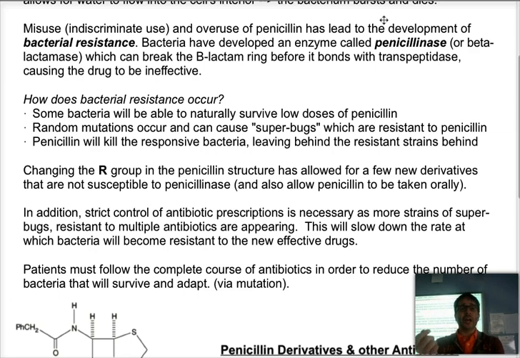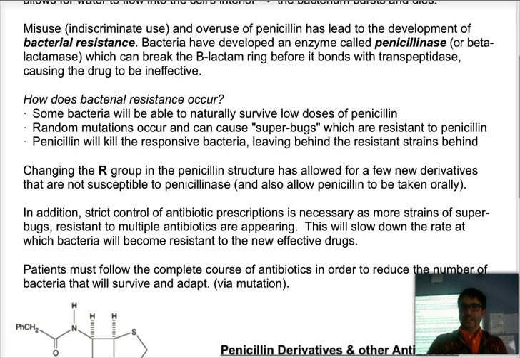So how does it happen? Well, there's always natural resistance that is going to happen. Random mutation can cause the formation of these penicillinases, that will actually cause the breaking of the beta-lactam in penicillin. There's also the fact that if we don't kill all the bacteria that respond, we're always going to be leaving behind some of the resistant strains.